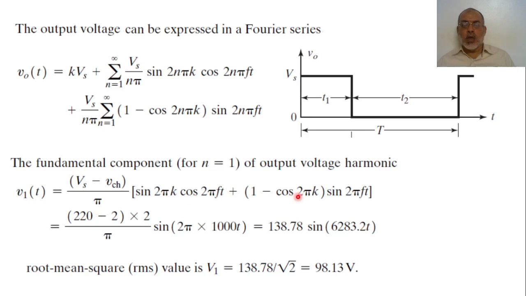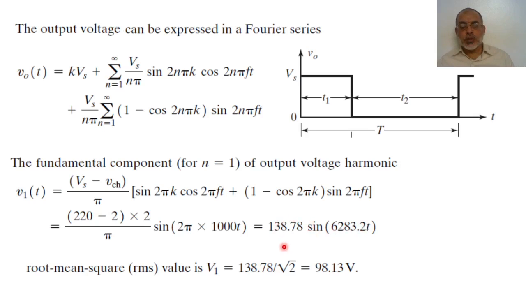Now 2 pi multiplied by 0.5 is pi. Cosine pi is minus 1. Minus 1 minus minus would be plus 1. 1 plus 1 is 2. So this is 2 sine 2 pi ft. This is the fundamental harmonic component or the first harmonic component. By taking its amplitude, we can find that the amplitude of the first harmonic is 138.78 sine 2 pi ft.